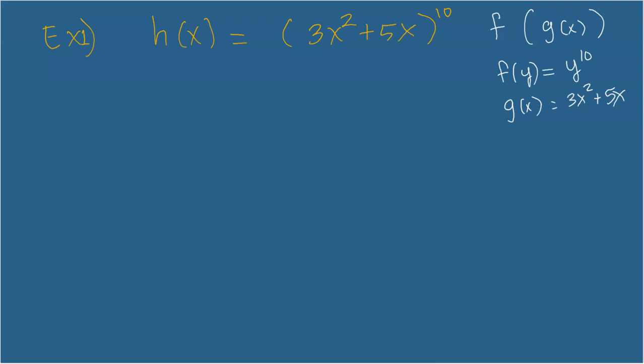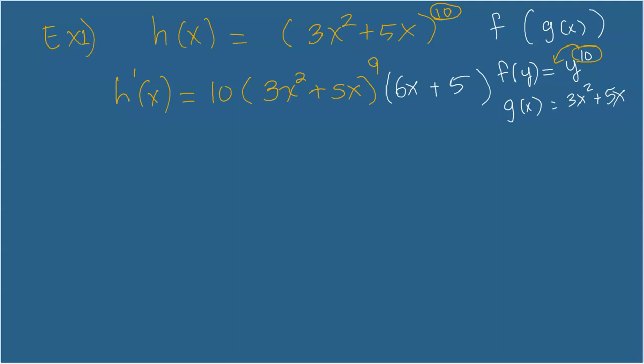Okay, so here we would say the derivative of h is going to equal, and to take the derivative of y to the 10th power, you bring the 10 down and then you minus 1. So that will be 10 times what? To the 9th power. We are evaluating 10y to the 9th power. But what are we evaluating it at? At g of x, which is the inside function. So that stays the same, 3x squared plus 5x. So that's the derivative of f evaluated at g of x multiplied by the derivative of the inside function, which would be 6x plus 5. Okay, and that is your answer.